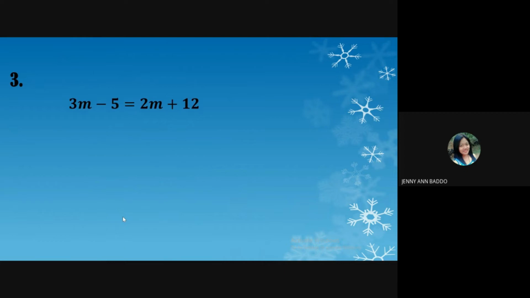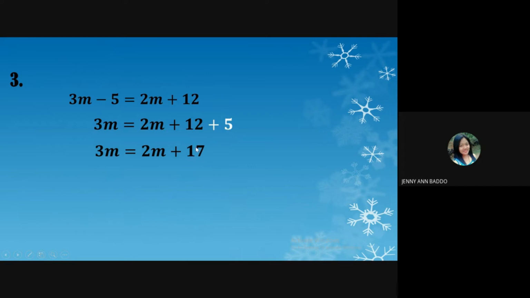Another example, 3m minus 5 equals 2m plus 12. Since both sides of the equation have the variable m and both have a constant, we have to transpose two terms of the equation. First, we have to transpose negative 5 to the right side. So it now becomes 3m equals 2m plus 12 plus 5. So that's 3m equals 2m plus 17.